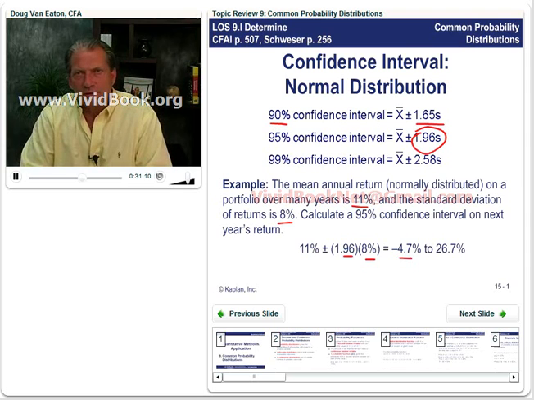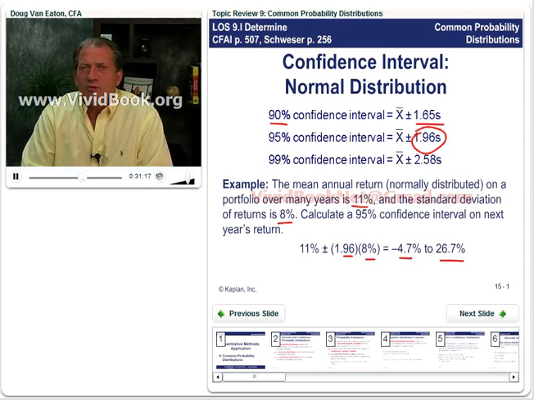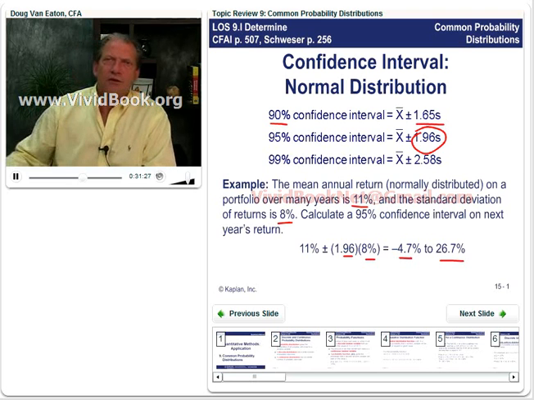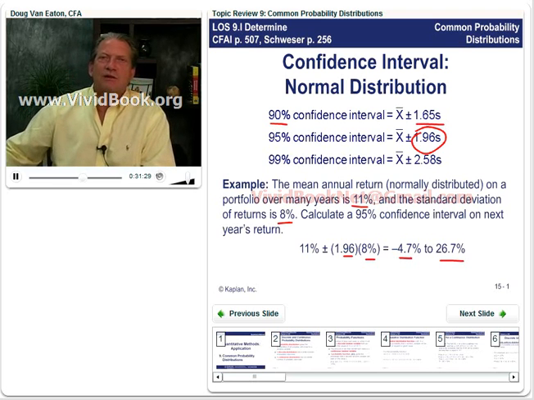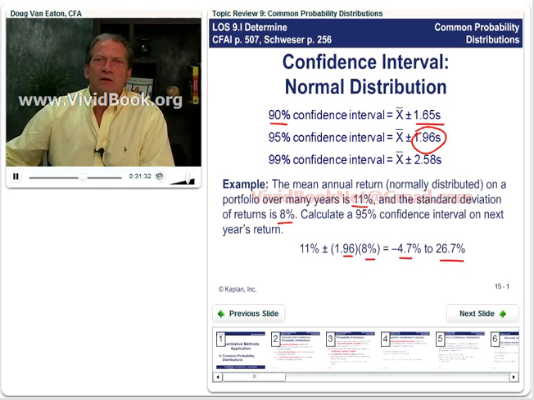26.7%. So for this portfolio, based on these numbers, we'd say there's a 95% probability that next year the return will be between minus 4.7% and plus 26.7%. So that's how we can establish a confidence interval, given the mean, the standard deviation of observations around the mean, and the percentage confidence interval that we want.